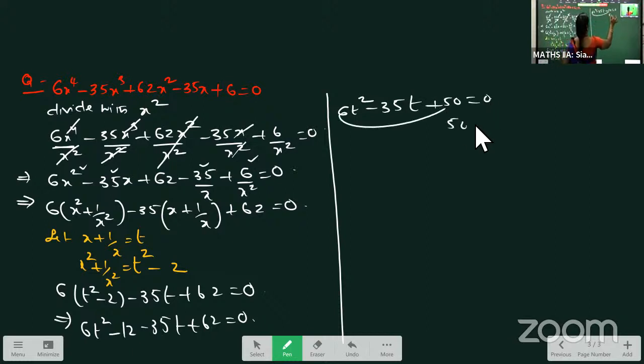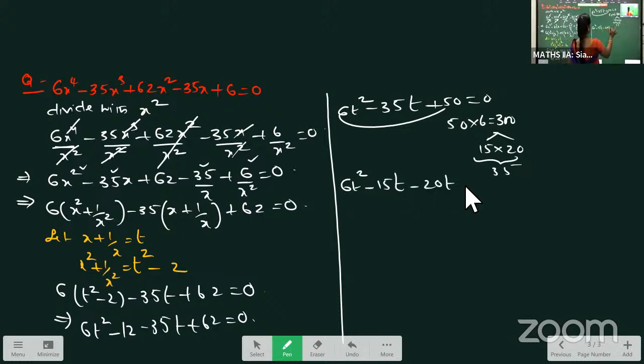So 50 into 6 is 300. So 300 factors we should get in terms of 35. So how can we get this one as 15 into 20? That will become 300, and at the same time if we add both of them, you will get 35. Then we'll go for 6t^2 minus 15t minus 20t plus 50 is equal to 0.